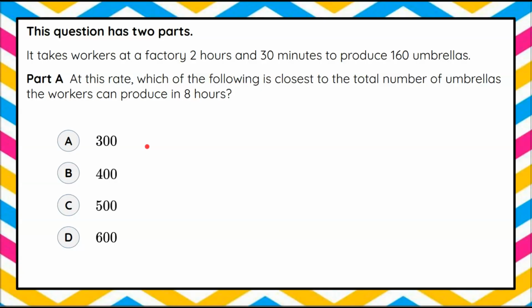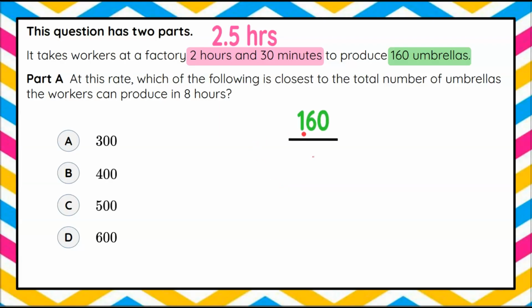Good luck. Welcome back. So we have workers at a factory, and it takes them 2 hours and 30 minutes, which in math is 2.5 hours, since 30 minutes is half of an hour, to produce 160 umbrellas. So that's a rate. We know that 160 umbrellas are produced in 2.5 hours. What we want to know is, at this rate, which is closest to the total number of umbrellas that workers can produce in 8 hours.